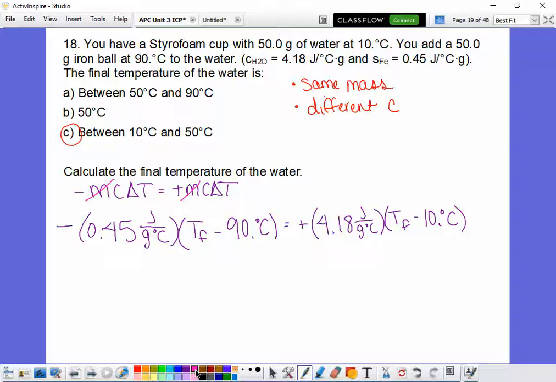And let's make T final x. Because then we turn it into a math problem, which you've been seeing since, I don't know, like you were born. Right? So we're going to distribute 0.45 through the T final, or x minus 90, but we have a negative, so we're going to have negative 0.45x. What's a negative times a negative? Positive. So plus 0.45 times 90 is 40.5.